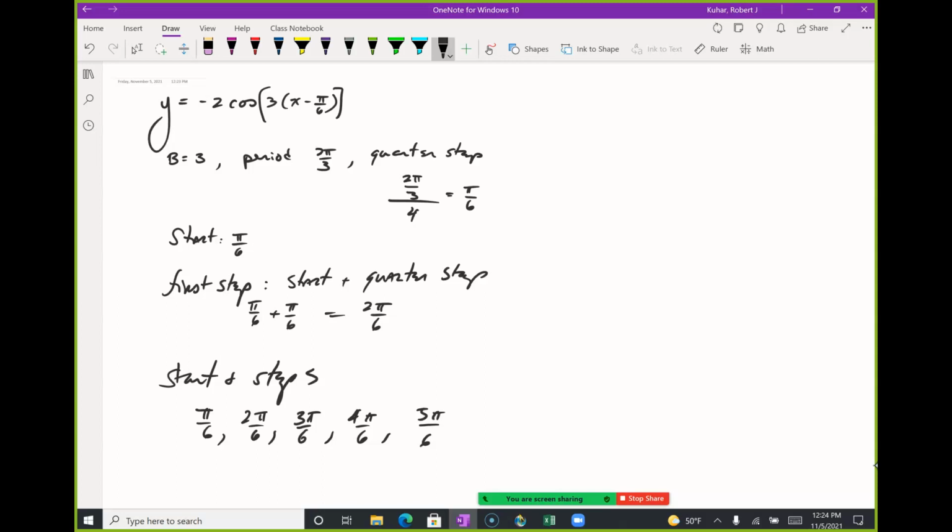If you take that last step and subtract the start, you get the distance of the whole trip, right? So I could see that the period is going to come from 5 pi over 6, that's the end, minus the start, right? And that's 4 pi over 6, which is 2 pi over 3, which we knew was the period anyway.